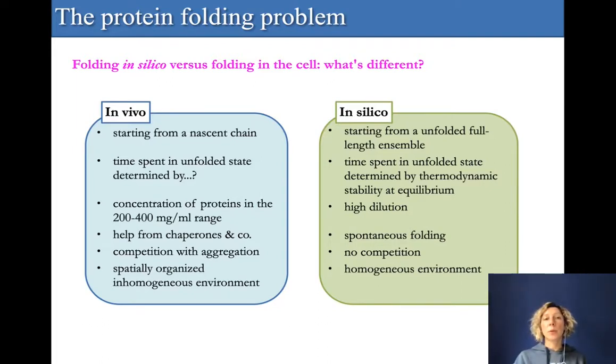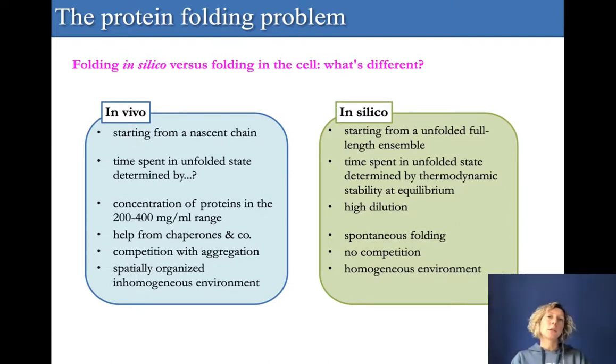The concentration of the proteins is very big in the cell. It's a very crowded environment. You have a competition between this folding process and aggregation, and when you have misfolding, you will have aggregation, which is associated to diseases. And because of the compartments we have in the cell, there is a spatial organization, so it's a highly inhomogeneous environment. So these are, let's say, problems that cannot be solved by the simulations.